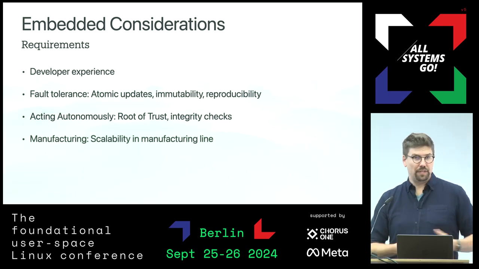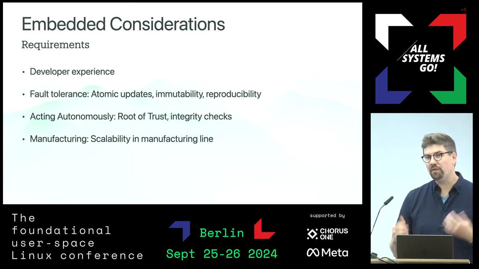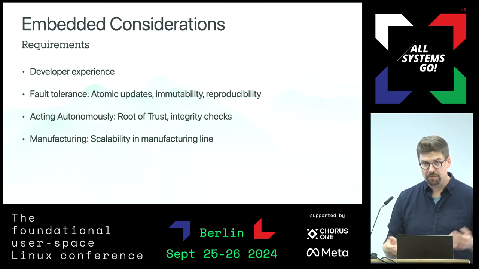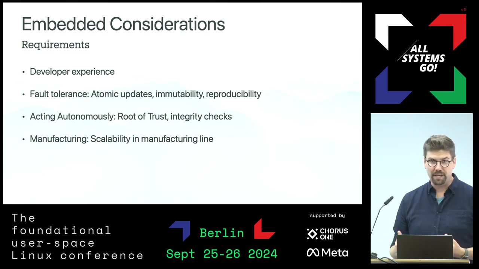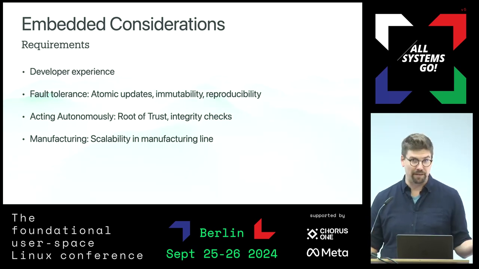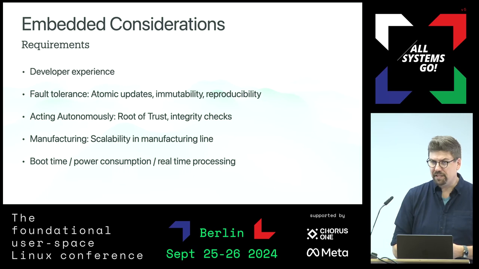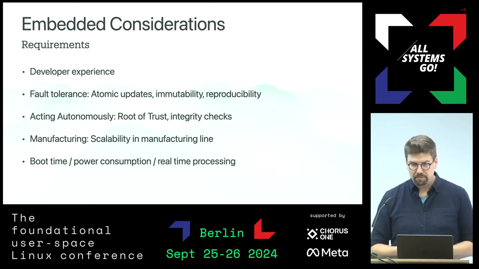Additionally, one thing that's not usually considered is manufacturing and the scalability of the manufacturing line. When building embedded products, you not only need to create the product itself, but oftentimes design and develop the manufacturing processes around the ongoing creation of those on the manufacturing line. And time is money when it comes to manufacturing. You want to ensure that it takes the least amount of time to build the most amount of your product. Finally, things we have to consider too are the time to boot, power consumption, and real-time processing.